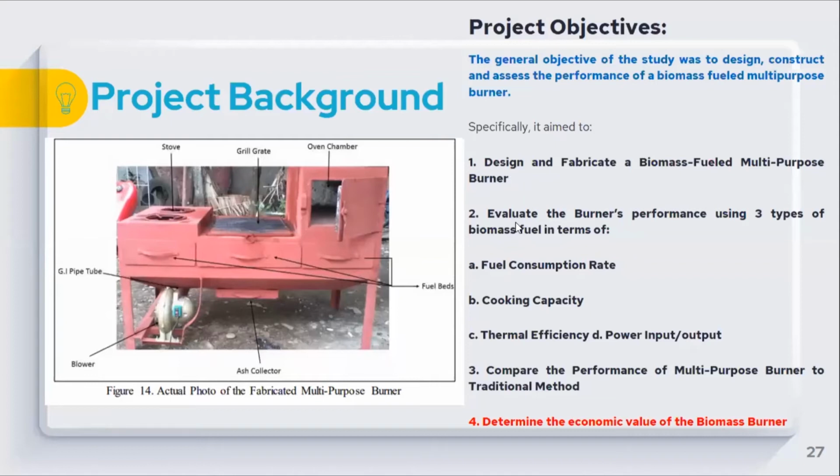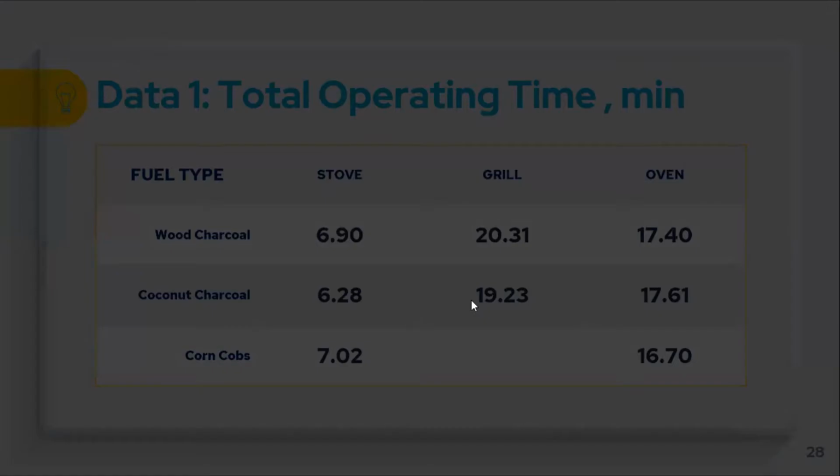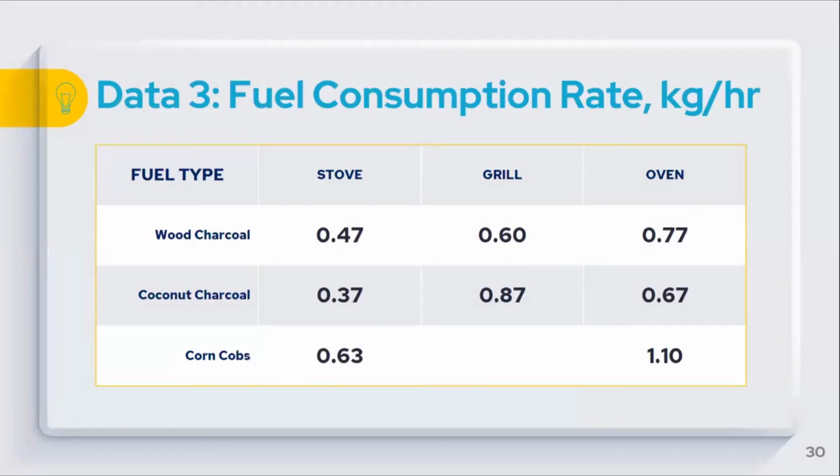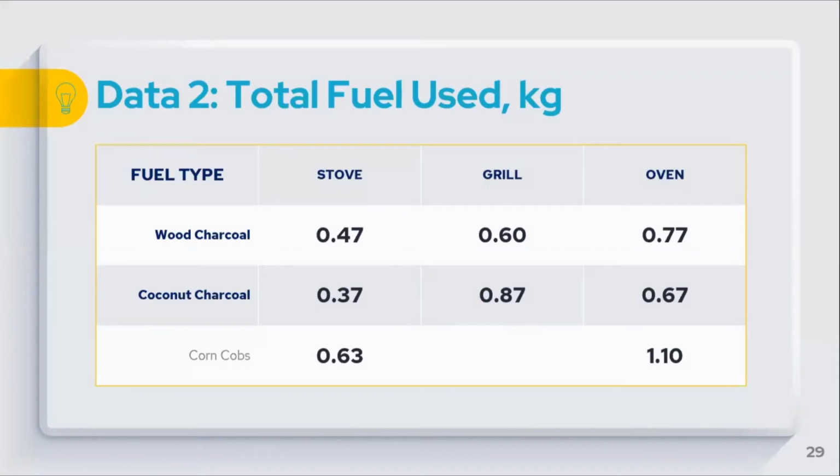Ang buhaton, i-evaluate si burner's performance in terms of fuel consumption rate, cooking capacity, thermal efficiency, and power input and output. And then i-compare na ko siya sa traditional nga method. This is the data. Okay? Total operating time, total fuel used, and fuel consumption rate. Your task, and also the power input and the output. Your task is to present or analyze the data accordingly.